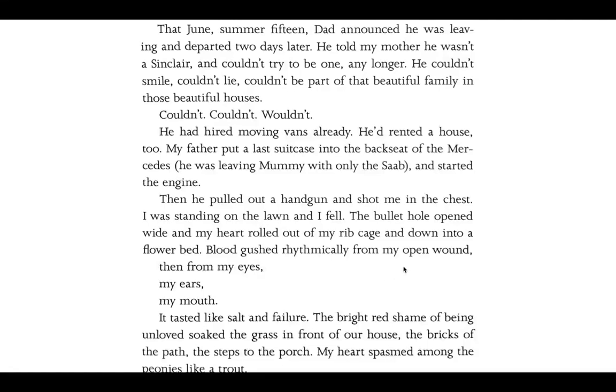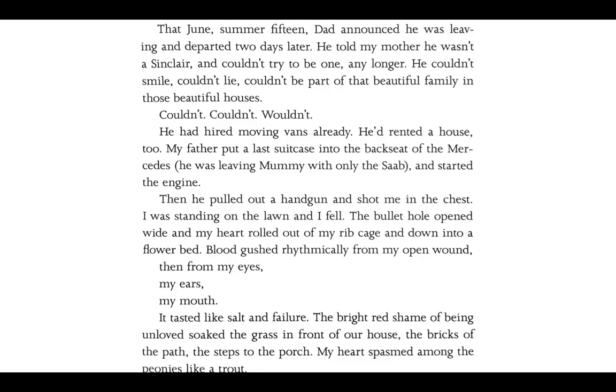I want to also look at the beginning of this passage because I think it's quite important. Father couldn't smile, couldn't lie, couldn't be part of that beautiful family and those beautiful houses. Couldn't, wouldn't. Okay, another great little playing with sentence structure, drawing our eyes to it. And there is a bit of a parallelism here, but notice couldn't, wouldn't. Whereas in the paragraph before it says couldn't smile, couldn't lie, couldn't be a part of that family. Couldn't, wouldn't. So here the narrator is making a point. Father said he couldn't do this, couldn't do that. But she's saying, I realize he said he couldn't, but he actually wouldn't, meaning it was a choice.